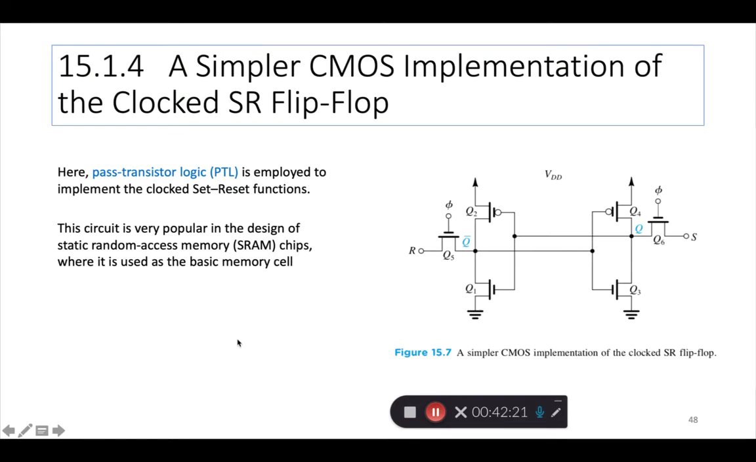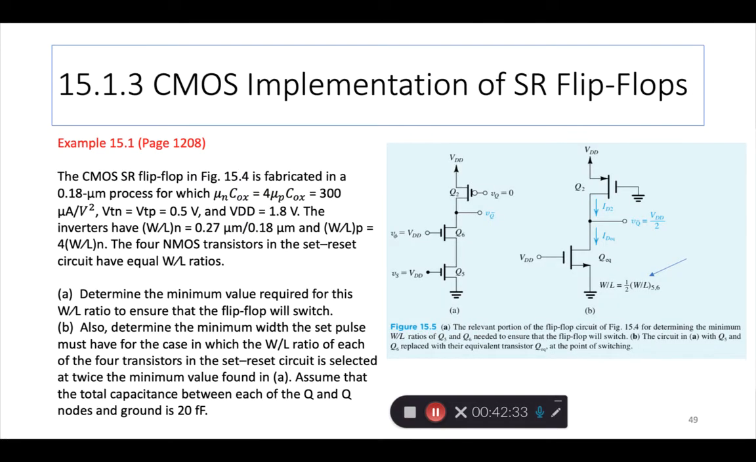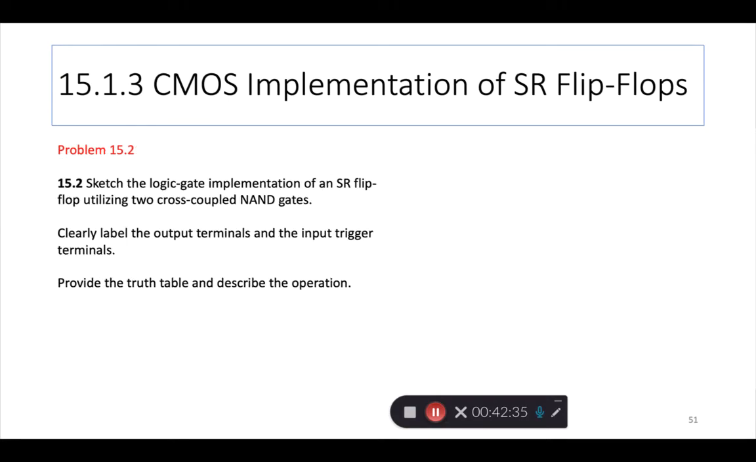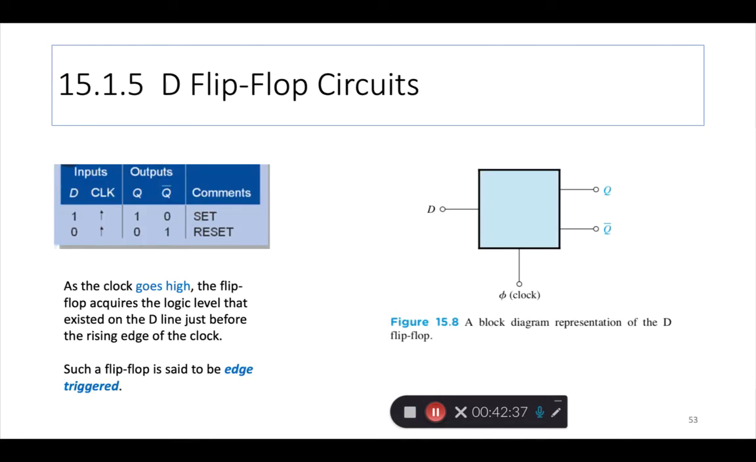Now, we don't study too much of this, but make sure you know why he's pointing out the importance of PTL in implementing SR, clocked SR flip-flops. Okay, problems, we will come back. The other important topic, the theory, is the D flip-flop circuit. I told you that we're going to study that too.